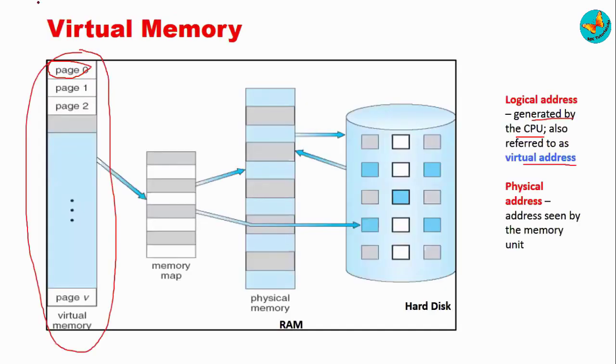So first we will now discuss what is paging. Virtual memory is divided into page numbers. So here page 0, page 1, page 2 to page V. So we are dividing the virtual memory into pages. So now let us try to understand what is paging.